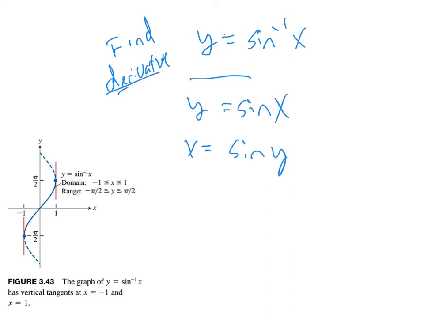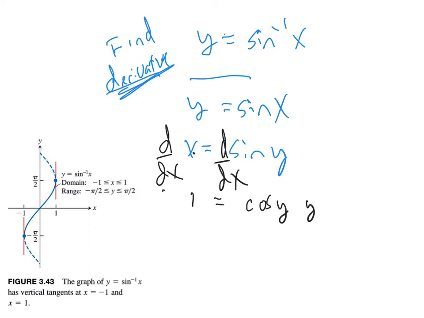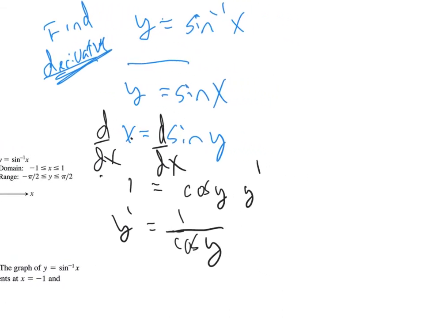If I want to find the derivative, I take the derivative of both sides with respect to x. What's the derivative of x? 1. What's the derivative of sine of y? It's cosine of y, and the chain rule says times y prime. Now I solve for y prime. y prime is 1 over cosine of y. Well, what does that mean to you? It doesn't mean much.